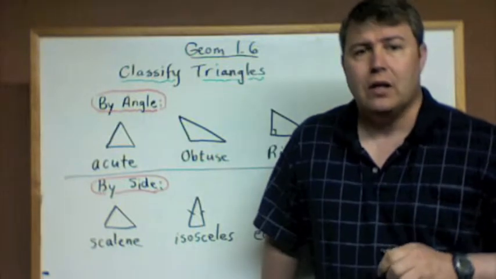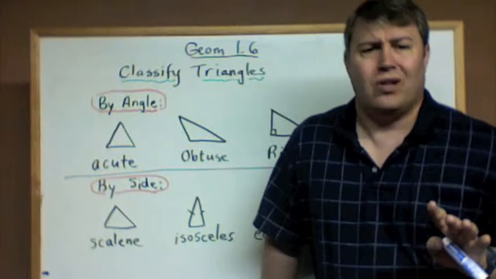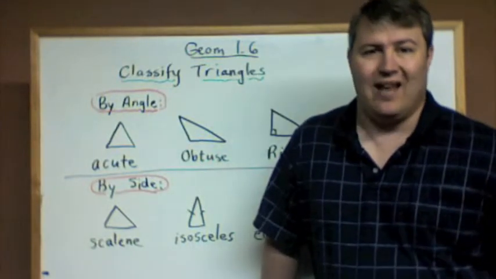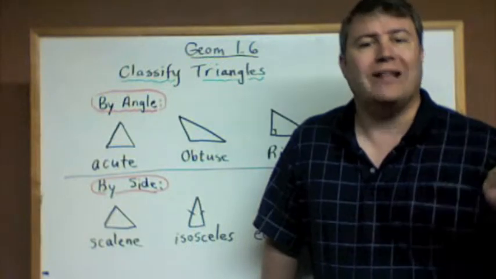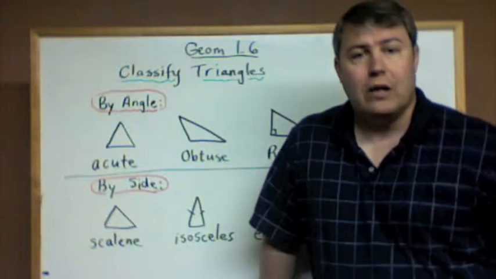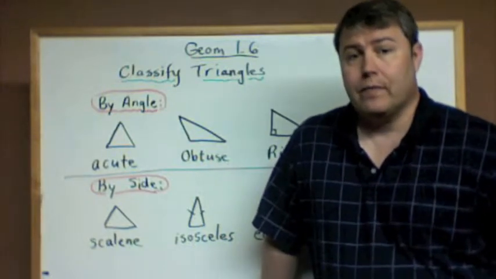So we're going to talk about triangles today, and all we're really going to do is just name them and decide what kind they are. That's called classifying triangles. There are two different ways to classify triangles. One is by their angles, the size of their angles.